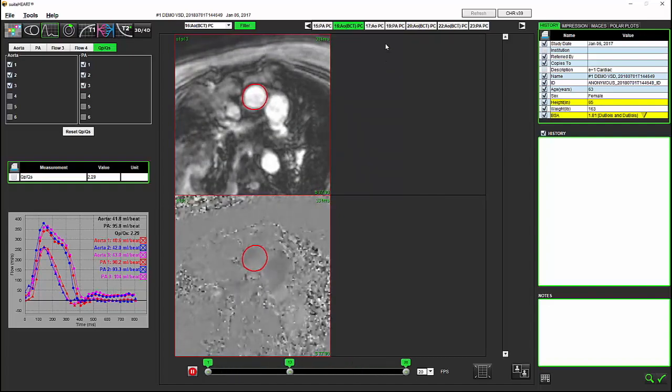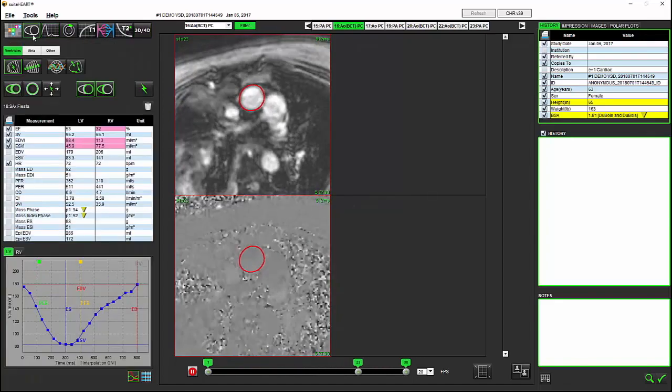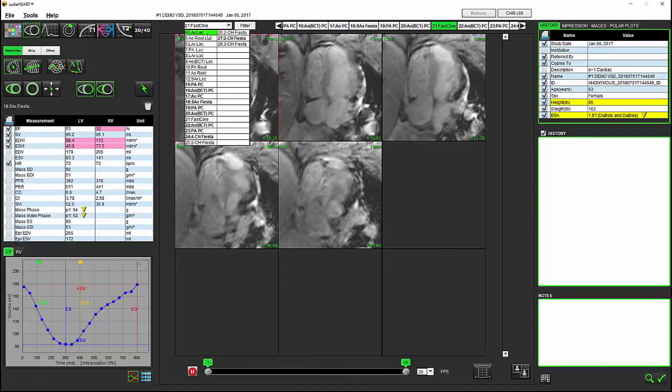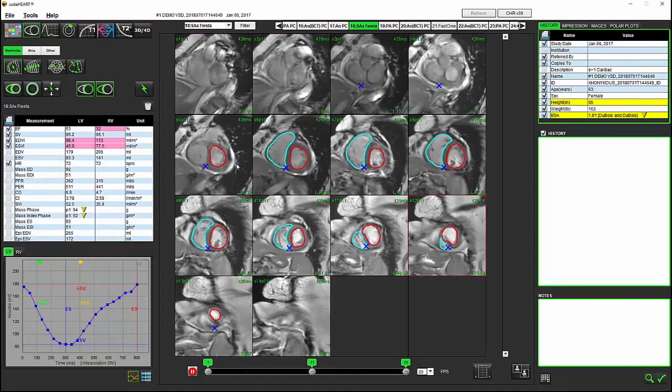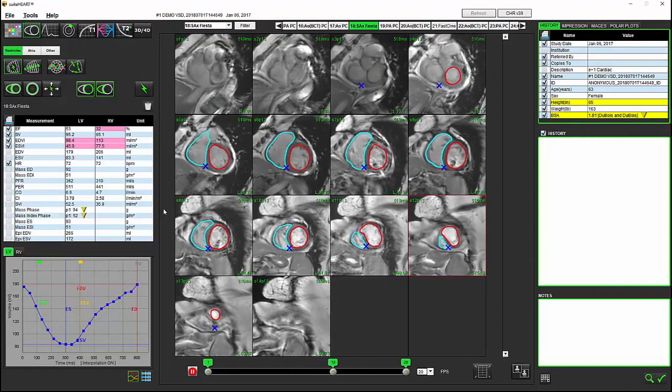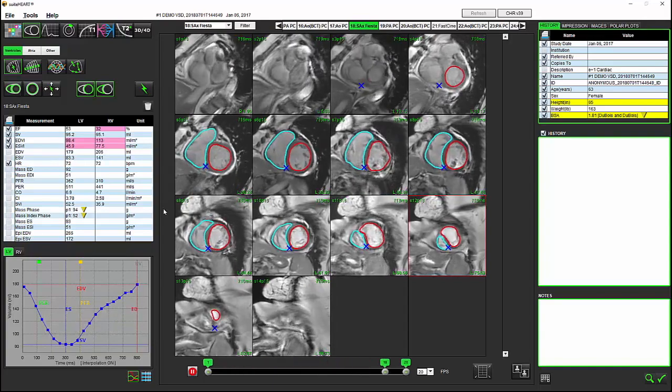Now if we go back to the function and we look at the short axis images, here are a stack of short axis images. Again, these were all done with pre-processing with no editing of the contours, and you can see the image quality, especially on some of these slices, is not so great.